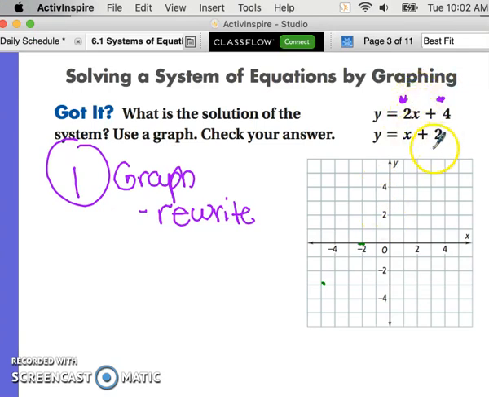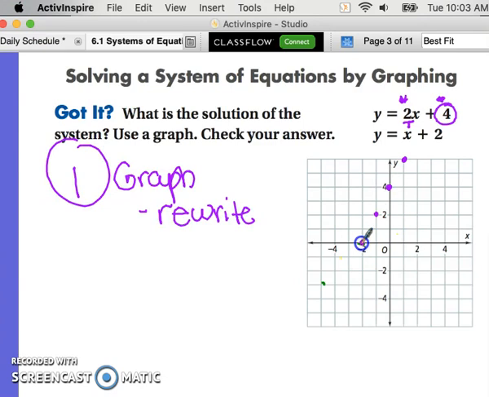To graph in slope-intercept form, we first graph the 4, or the y-intercept. So I'm going to go up to 4. 1, 2, 3, 4, right here. And I put a point. And then from that point, I use my slope of 2 over 1 to find my next point. So I can go up 2 and to the right 1. Or I could go down 2, to the left 1.